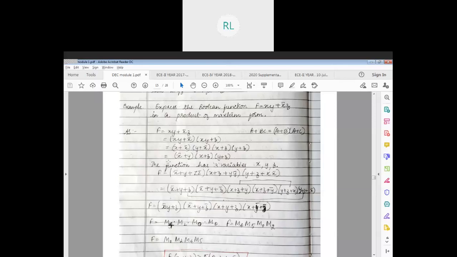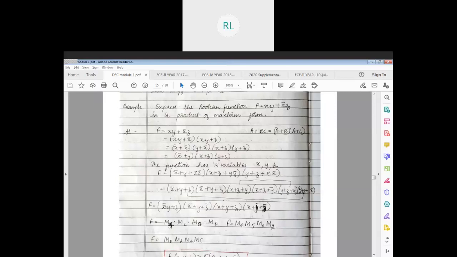Okay, so now it's all about rearranging them. So x bar plus xy. What I will try to do is rearrange them. I will multiply them, and then I will try to rearrange them. Once I do this, I know that x plus x bar is equal to 1, so I can neglect it. I'll have to keep x bar plus y and x plus z and y plus z bar.